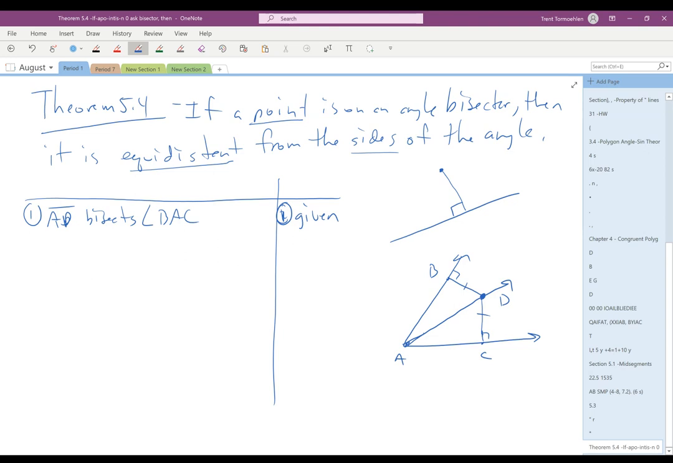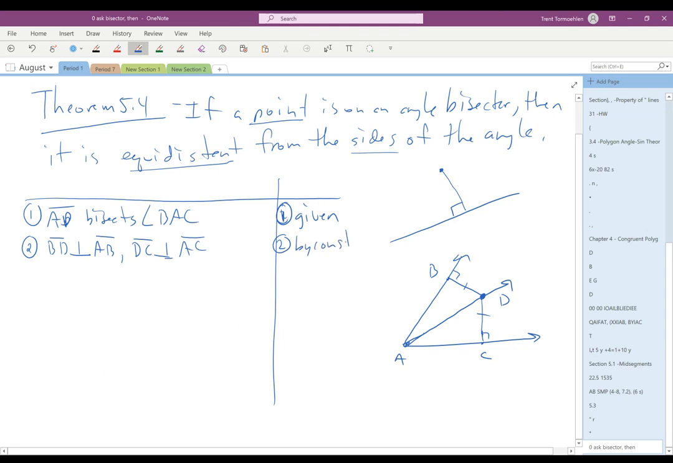And then we know that BD is going to be perpendicular to AB, and DC is going to be perpendicular to AC. The reason for that is by construction, because that's how you determine the distance from a point to a line. We needed them to be at right angles, and you can always construct a perpendicular line through a point. Wherever that point is, whether it's a midpoint for a perpendicular bisector or a point off the line, you can always construct a perpendicular.